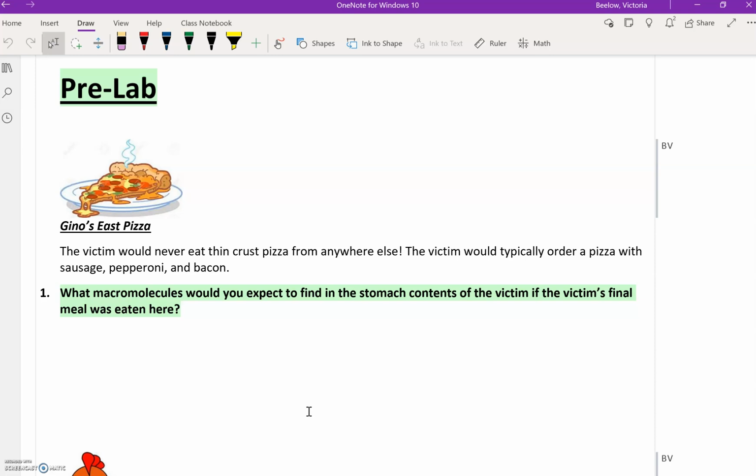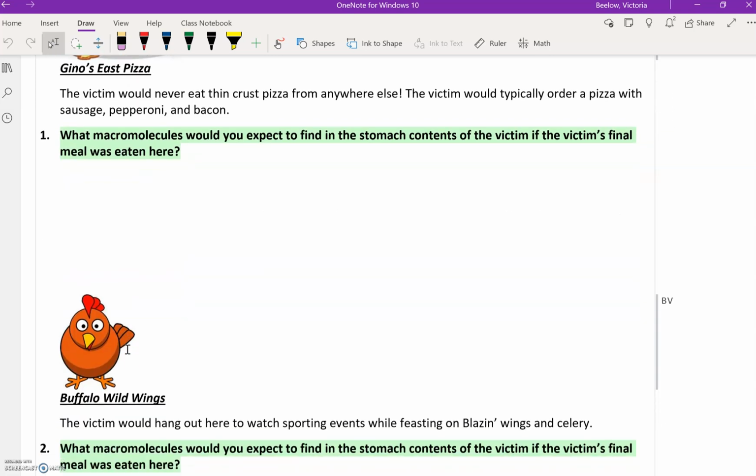So for example, if one of the places the victim liked to eat was Gino's East Pizza, and they liked to order a thin crust pizza with sausage, pepperoni, and bacon. Based on what they would order, tell me which macromolecules you would expect to be present in that food, which would be in their stomach contents. So that includes carbohydrates, lipids, proteins, and/or nucleic acid. List all of the macromolecules that you would expect to be present in that.